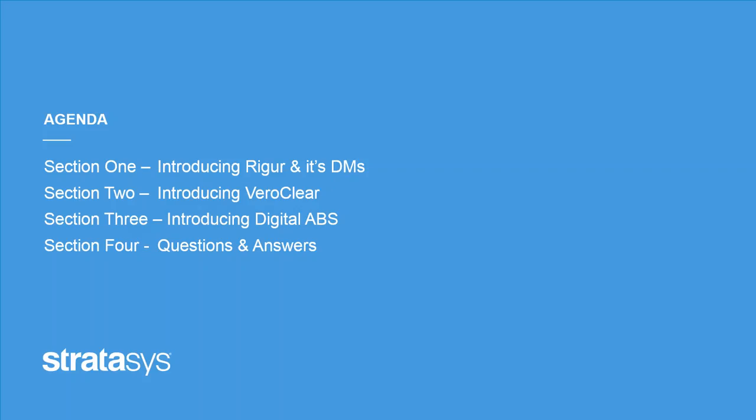As you can see in the agenda, we have three major sections: rigor and digital materials, then Miro Clear and digital ABS in the second and third sessions. At the end, as Edith mentioned, we have a question and answer session where we try to answer your questions. In between, we will give you a bit of time to ask questions and I will try to answer them. So let's start today.